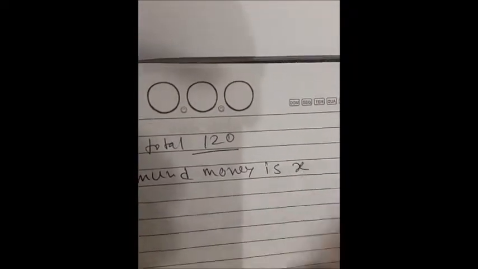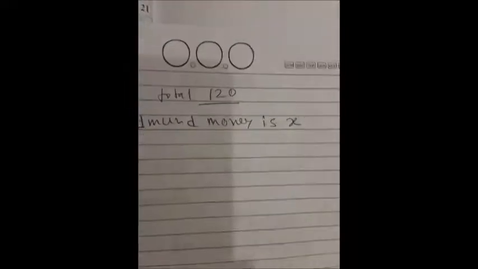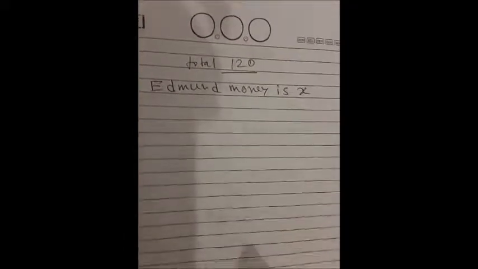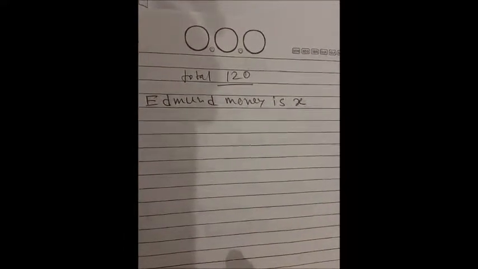So this is how we can continue. Let's say the total money is given, 120, and let's say Edmund's money is x. We don't know how much, so let's say x, and this is how we can easily solve the question using algebra.